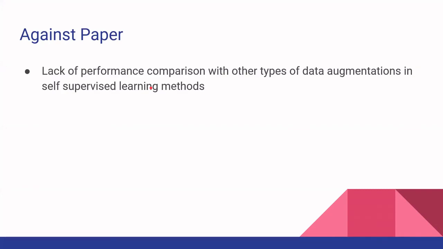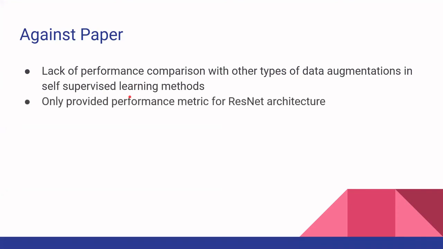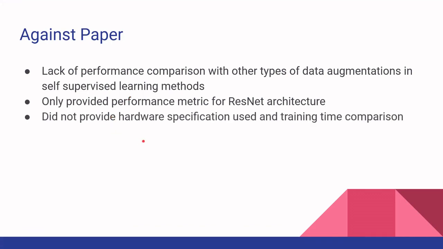What is against this paper is that they lack performance comparison with other data augmentation, such as cropping and rotation for SimCLR. Another against is they only looked at the ResNet architecture. And while for the broader impact, they mentioned that this is great for time constraint and non-powerful hardware, they did not specify the hardware they used or the training time, how long it took to train.